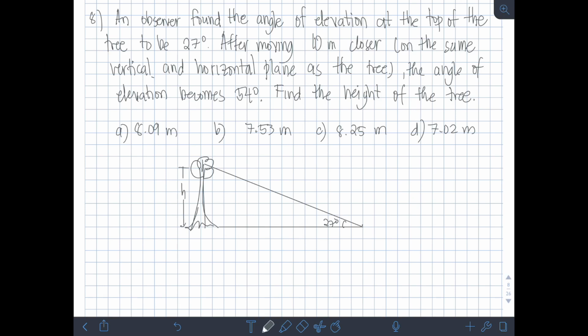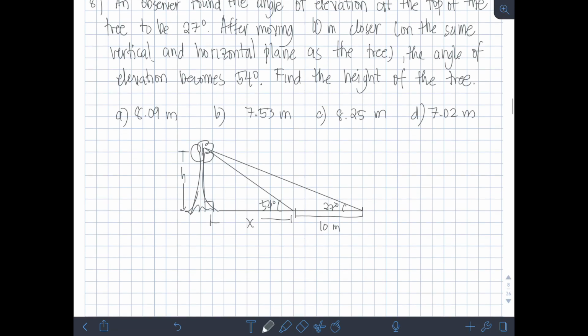Then, after moving 10 meters closer, he walked to here. Let's say 10 meters closer. The angle of elevation to the top of the tree from the point where he traveled 10 meters is 54 degrees. Okay, so find the height of the tree. We formed right triangles here, right? So we can solve for h by what? Let x be this distance. Okay? So we will use the tangent function.